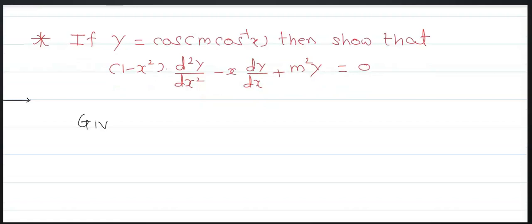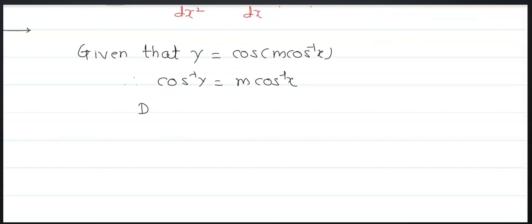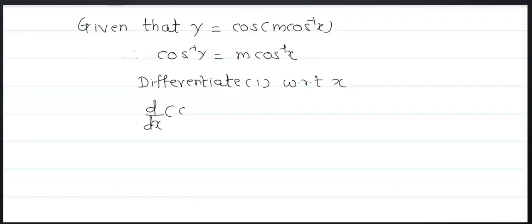Now this we have given. We have given that y equals cos of (m cos inverse of x). Therefore, cos inverse of y equals m cos inverse of x. These are different types of tricks to solve these examples. Now, differentiate this with respect to x. d/dx of cos inverse of y equals m d/dx of cos inverse of x.